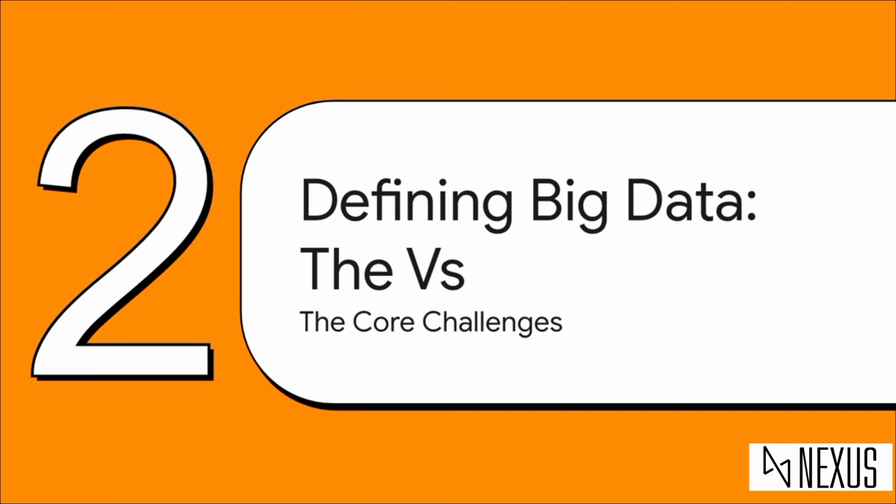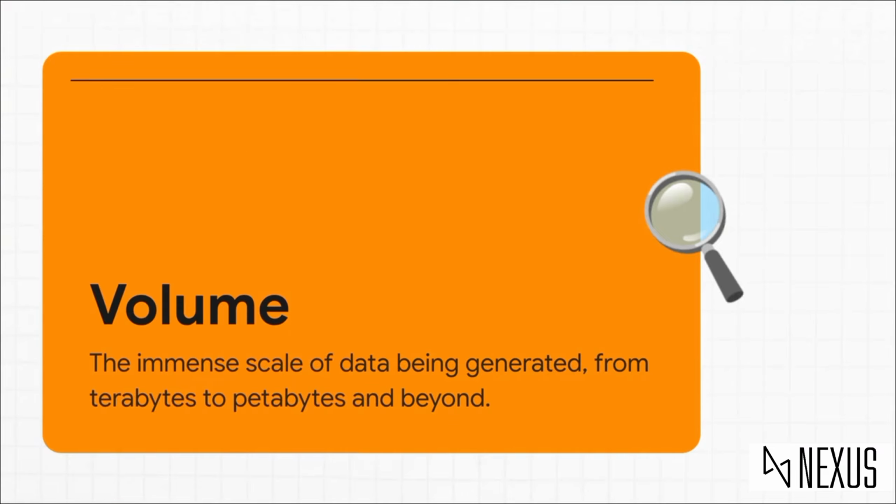So to really get a grip on the solution, we first have to put some words to the problem. The industry came up with a really simple but super powerful model to do this. It's known as the V's, and it helps describe the main challenges of big data. First up, we've got volume. And we're not talking megabytes or gigabytes anymore. We're talking terabytes, petabytes, even exabytes of data. Just try to imagine the weblog data from a site like Amazon for a single day. The scale is absolutely mind-boggling, and it just completely dwarfs what a traditional database can handle.